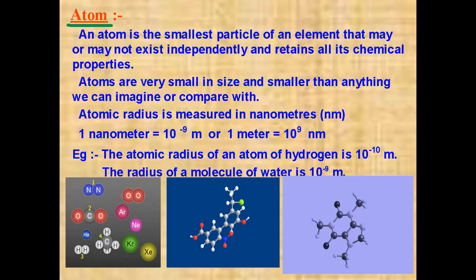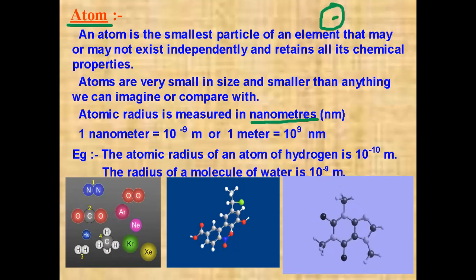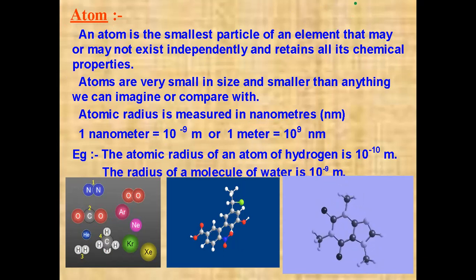Atomic radius is measured in nanometers. That means you can imagine how small it is. What do you mean by atomic radius? Imagine that this is an atom. So this will be the radius. We know that, right? Radius. So this radius is measured in nanometers. So you can imagine how small this is.